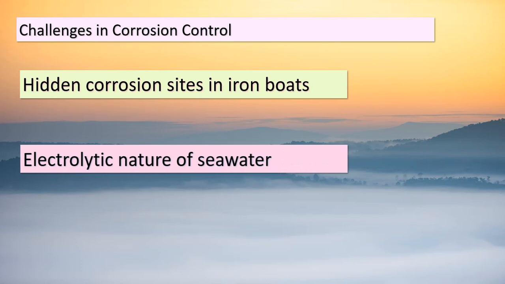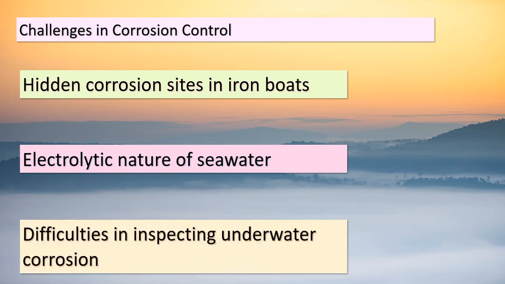Welcome to topic number 2, where we'll explore some of the challenges associated with controlling corrosion. One scenario where corrosion poses a significant challenge is in iron boats. These boats are often exposed to seawater, which acts as an excellent electrolyte, facilitating the corrosion process. What makes matters more complicated is that the site of corrosion is frequently hidden from view due to being underwater. As you can imagine, this makes inspecting and addressing corrosion quite difficult. So, how do we tackle this issue? Let's move on to the next topic to learn about a method used to protect iron and prevent corrosion.